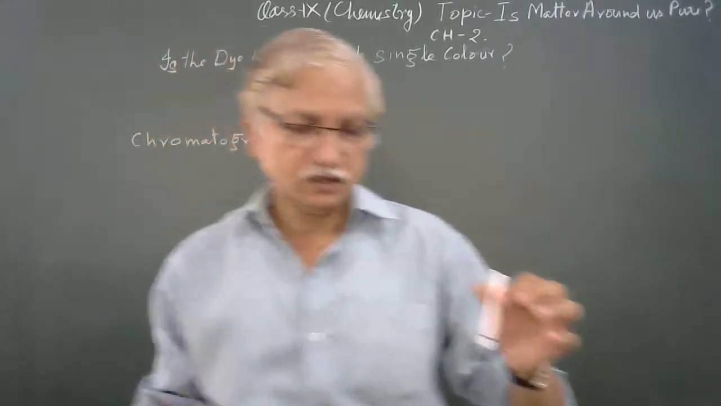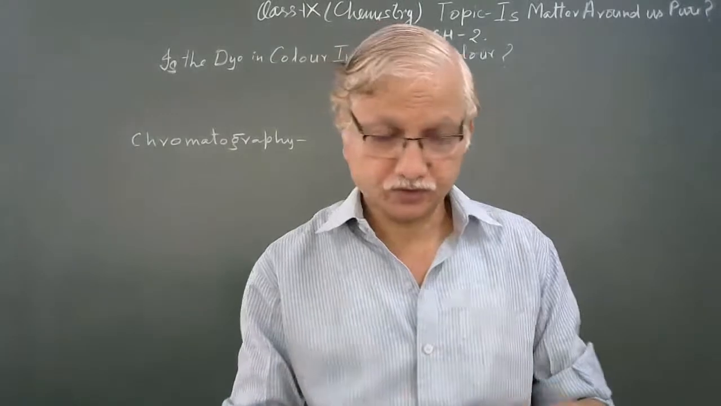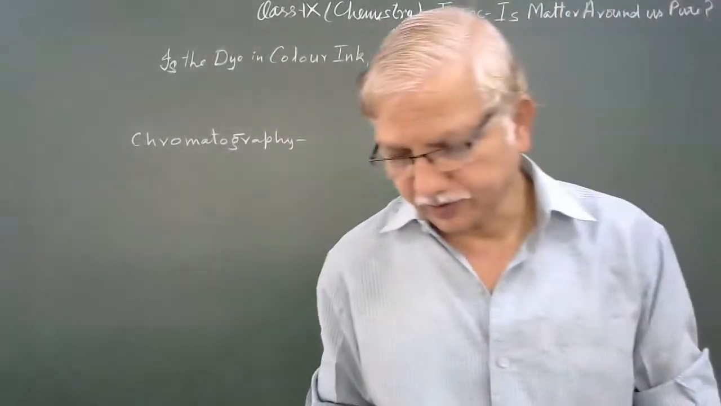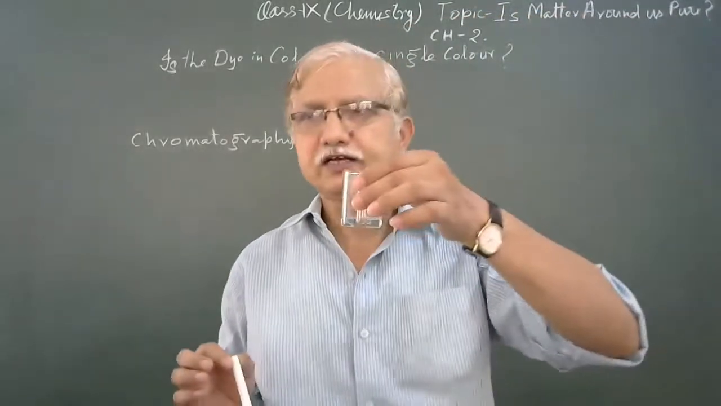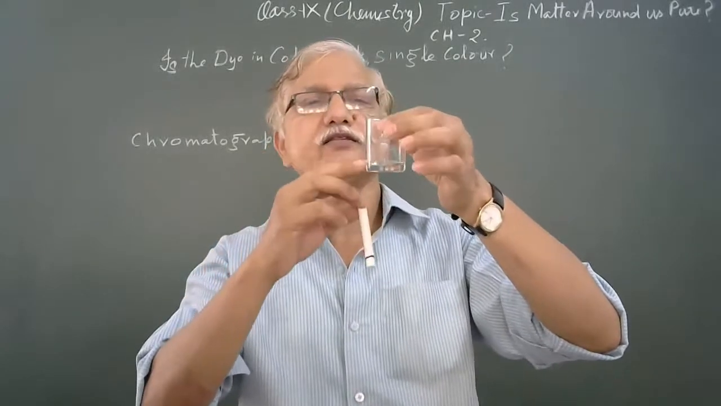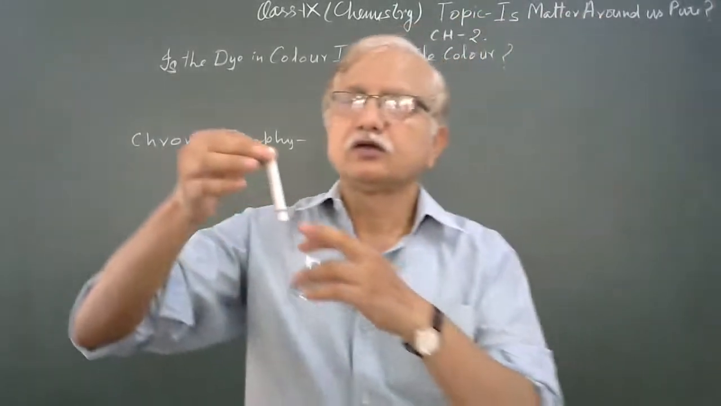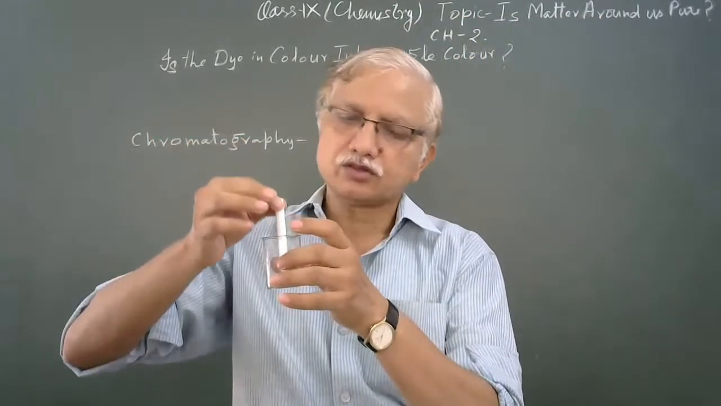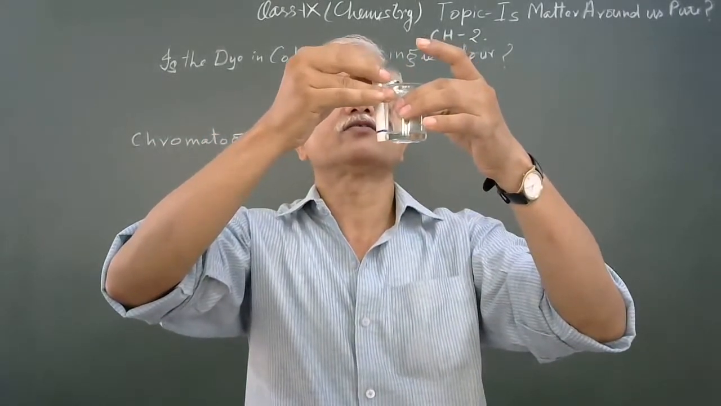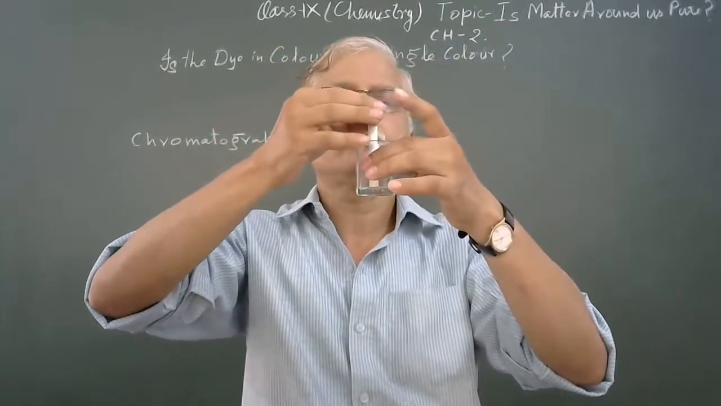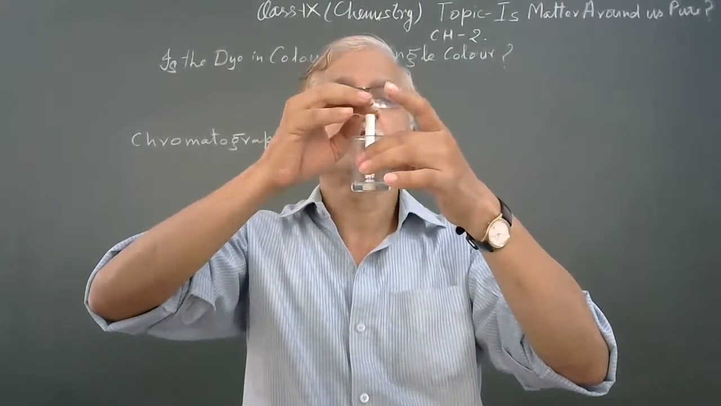Now I will demonstrate how the purple color will separate into two different colors. Take this beaker with some water at the bottom, but the level of the water should be below the level of this line. So first we measure whether this level is less than the level of the line. Correct? Now I put this chalk piece in this water.